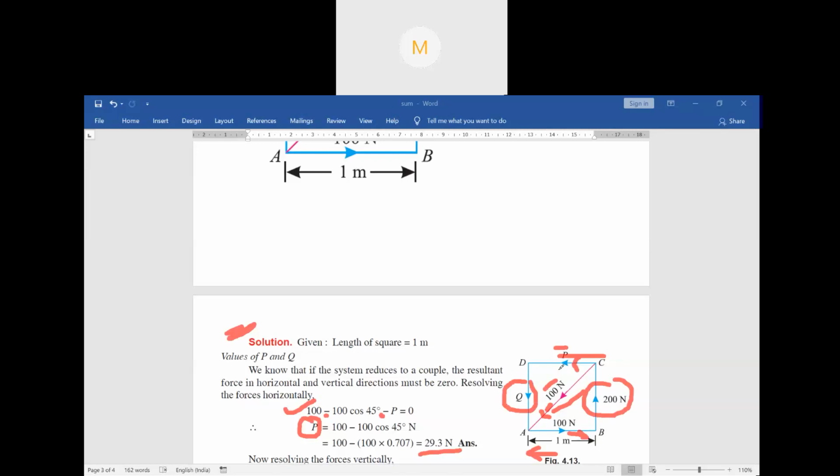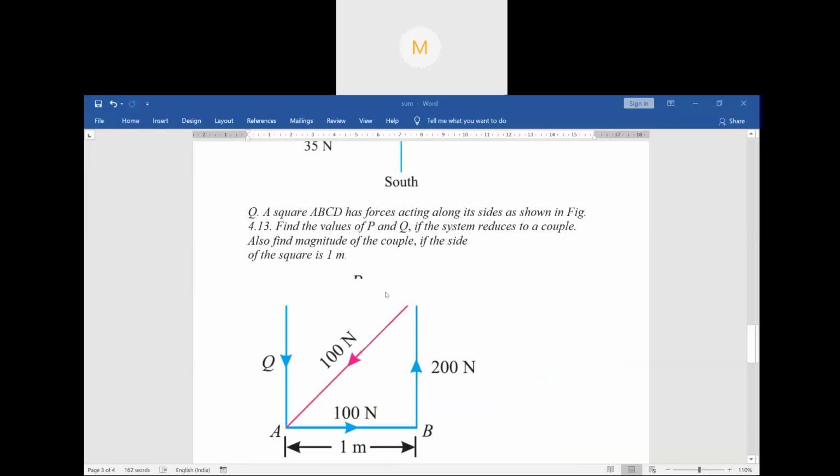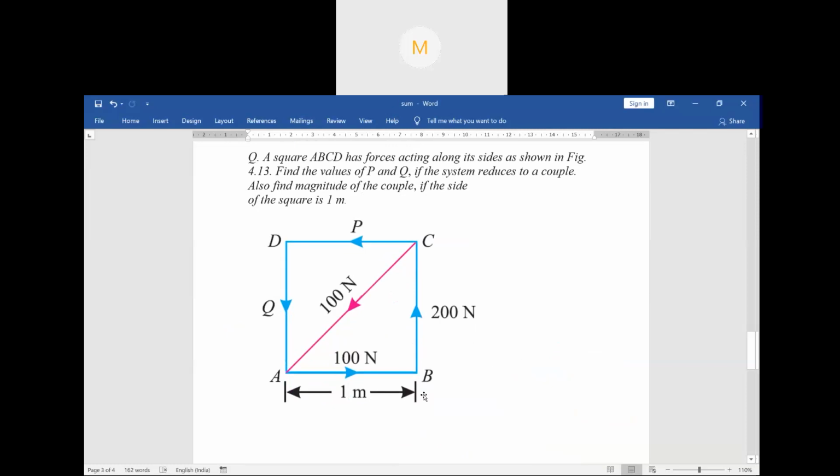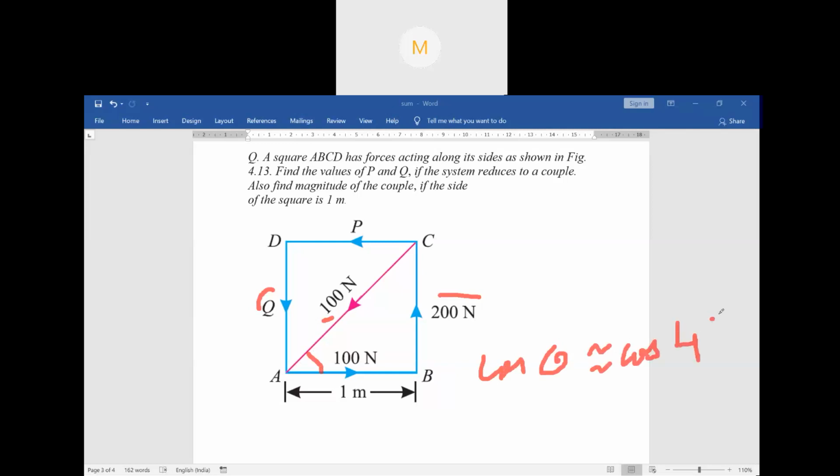Now in this case, what will Q be? If you see in the figure, this Q, then this one, and this one here is 100. We took the cos theta component here, that means cos 45. So now here we will take the sin 45. That means 100 sin 45. So just try to resolve the forces again and find out.